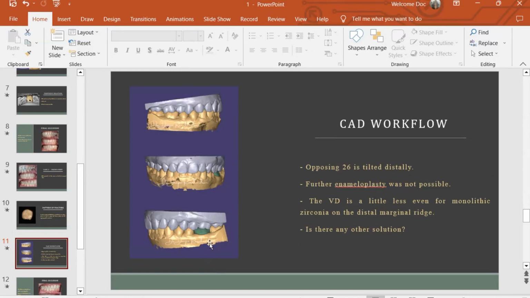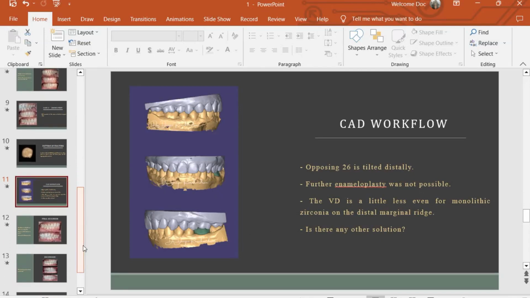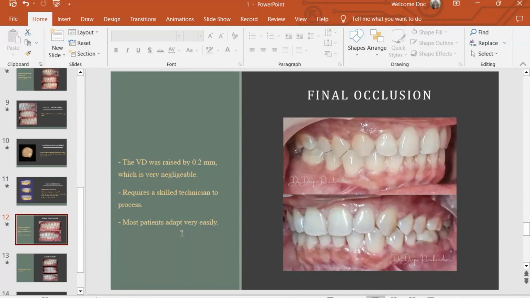Now, the VD is very less. Even if I want to give the patient monolithic zirconia, it's still less, not everywhere, not all over. See, typically in these types of cases, you have very less VD, but it would happen in a very, very specific place. So in this particular case, that happened on the distal marginal ridge only of 3/6, where the interocclusal clearance was too less for even monolithic zirconia, but it was fine everywhere else. So I had to come up with some other solution for this patient's problem.